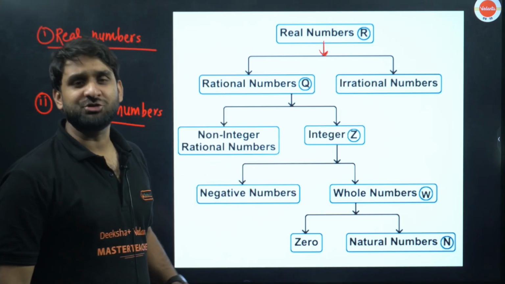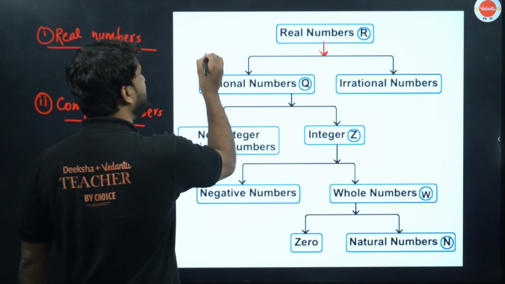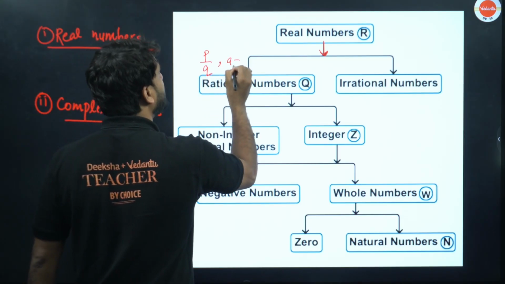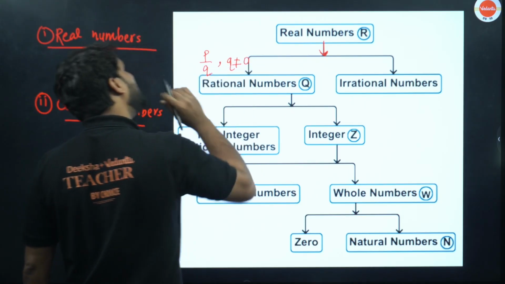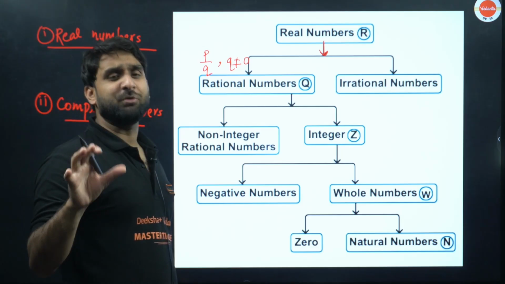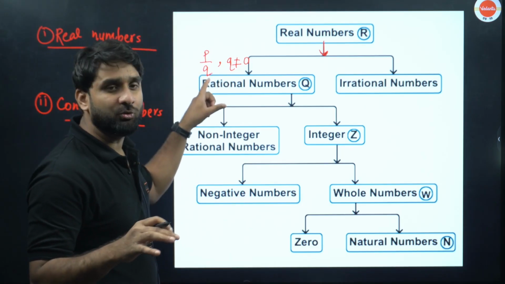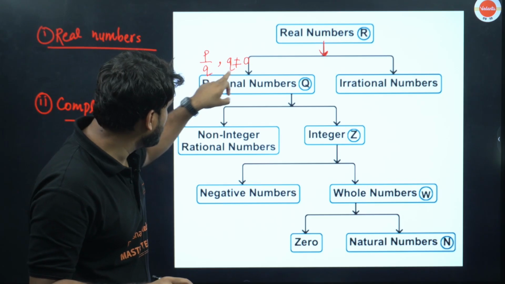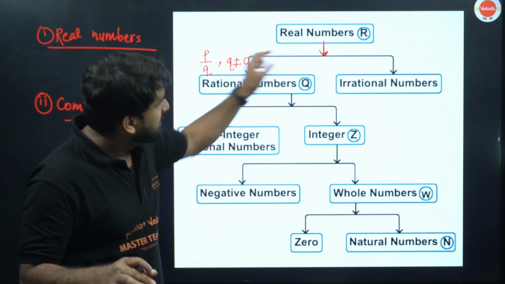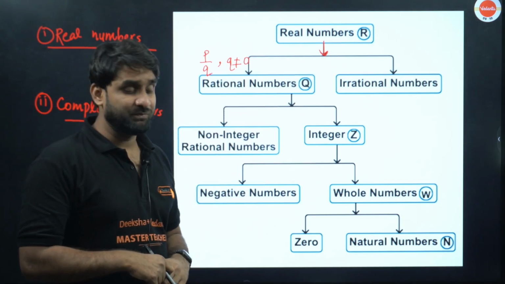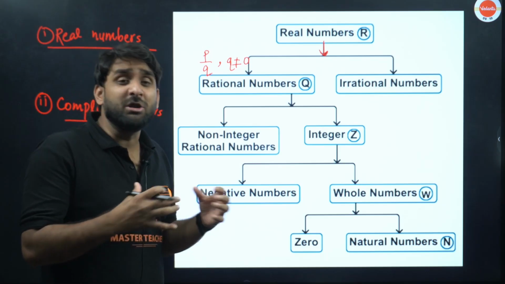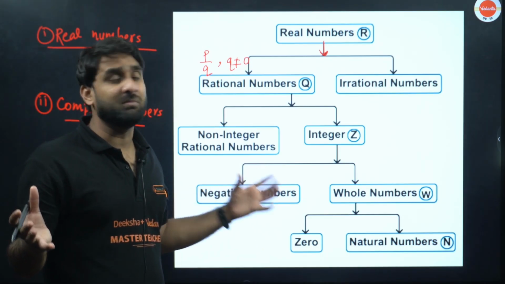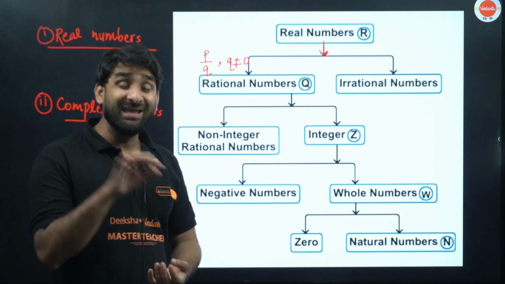What are rational numbers? The numbers which can be written in the form of p by q, where q should not be equal to 0. Any number which can be represented in the form of a fraction, where the denominator is not equal to 0. But irrational numbers are the numbers which cannot be represented in p by q form. Such numbers are called irrational numbers.